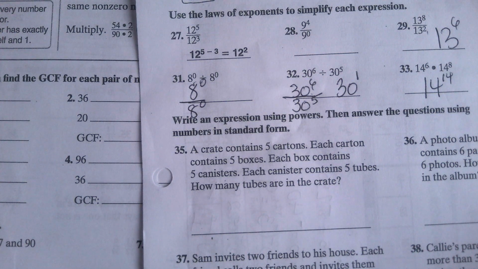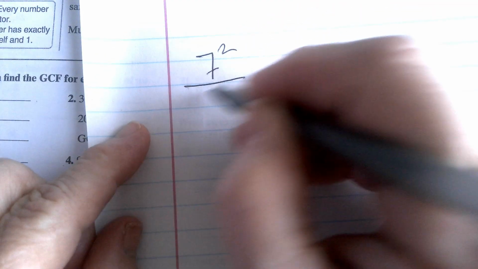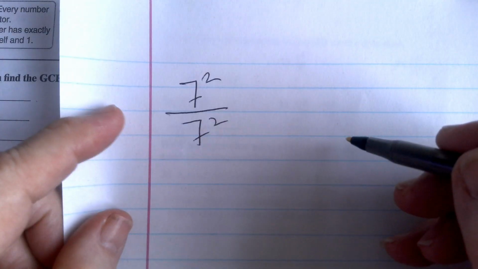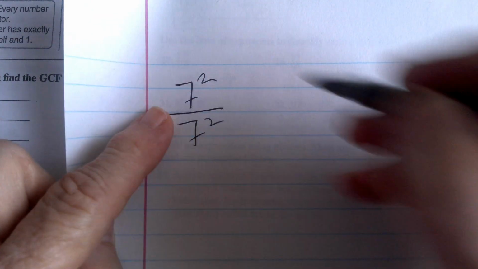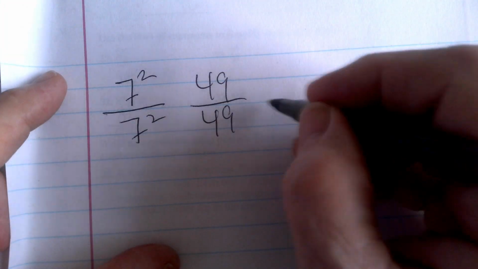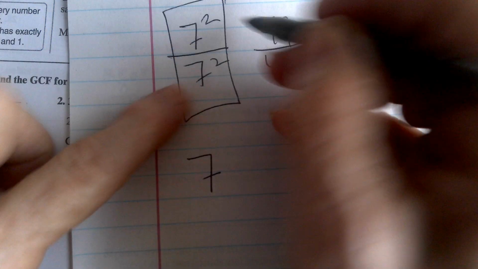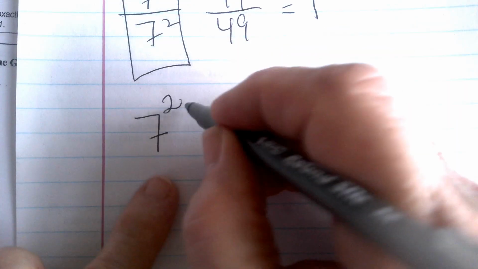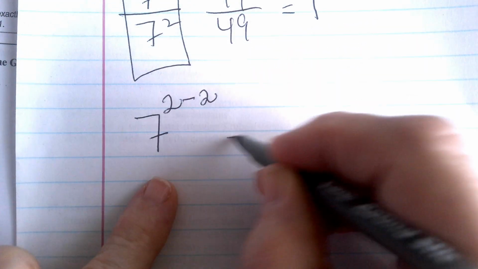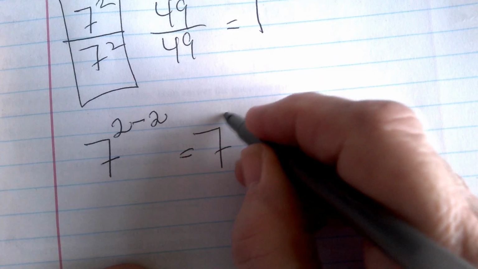Okay, let me show you where that comes from, and then it'll make more sense. If I have 7 squared over 7 squared, what is 7 squared? What's 7 times 7? 49. Over 49. What's 49 divided by 49? 1. Now, if I use the rule that I just said, you take your same base and you take your top exponent minus your bottom exponent, which gives me 7 to the what power? 0 power.